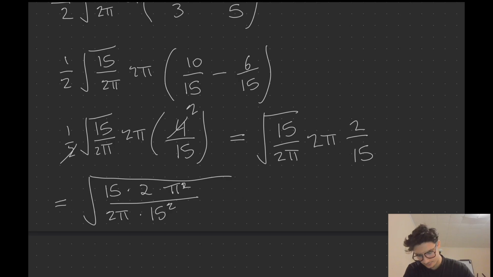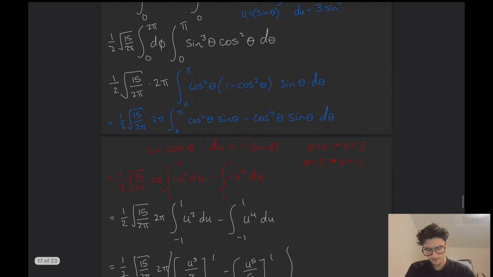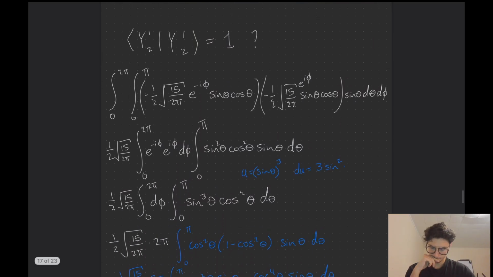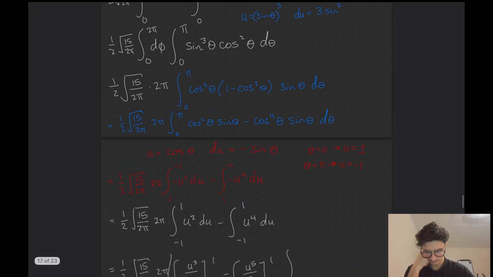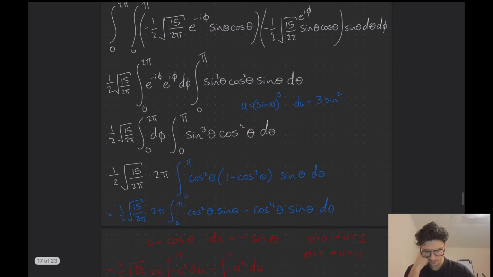No, something is wrong here. Because here we have a 2 and a 2 cancels. One of these pi's cancels with one of these pi's. One of these 15s cancels with one of these 15s. I know what I did. Check it out, guys. Or do I know what I did?